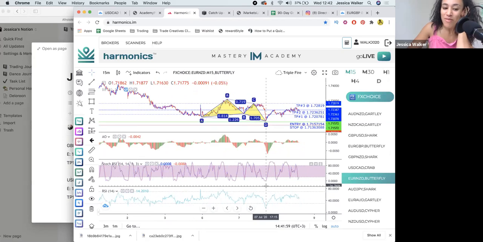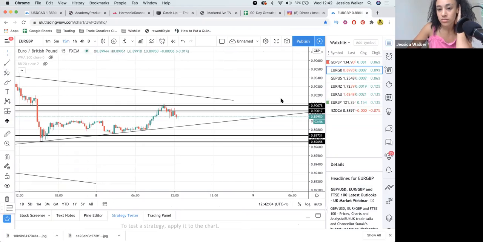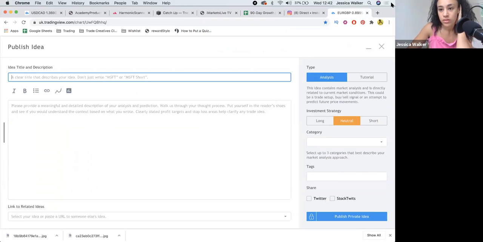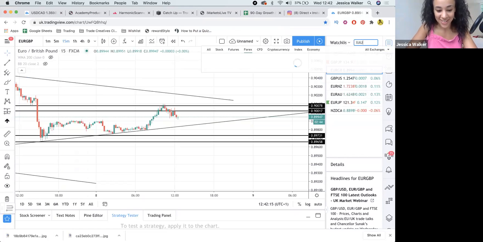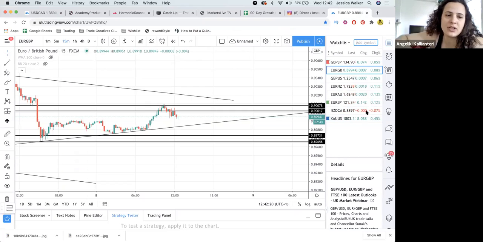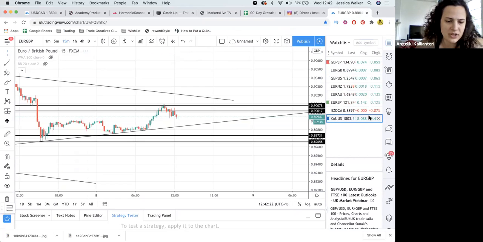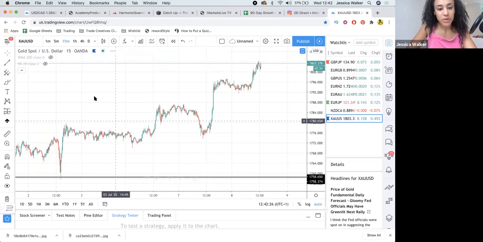XAU USD hit a 3-month high. Thoughts? Let's take a look. I'm not trading gold regularly. I need to open a new account to do that. I used to, and I've just stopped. I used to trade gold, you know that, but now it's skyrocketing. It's nearly at 1900, whatever it is. It really has skyrocketed, but that's because we're in a crisis at the moment.